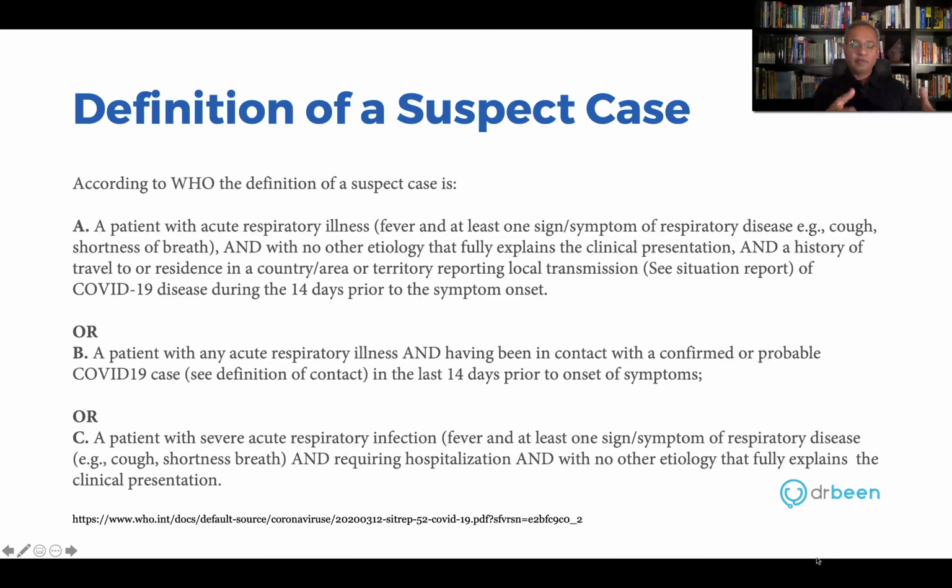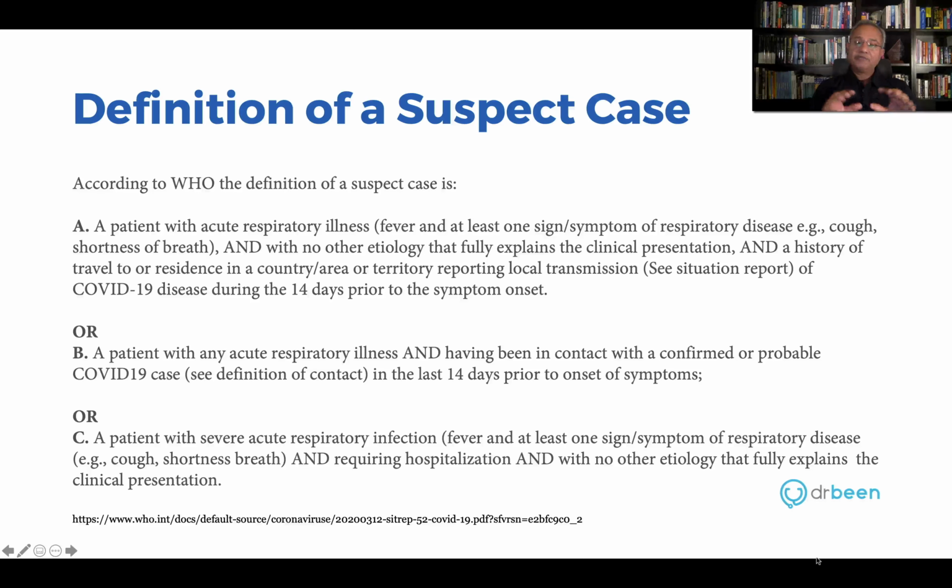And that may be a family member, that may be a healthcare worker. So the closed contact, they have been in close contact, and we have defined the close contact before. So they have been in close contact with someone for 14 days before their own symptoms started. So that is another type where we should suspect COVID-19.